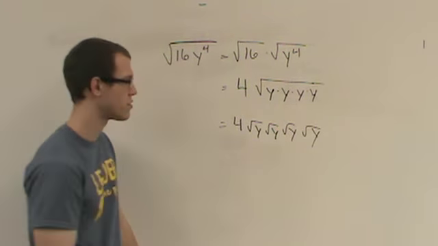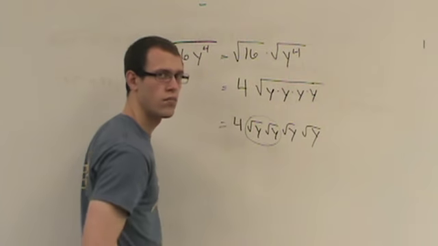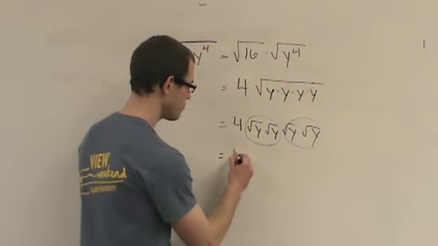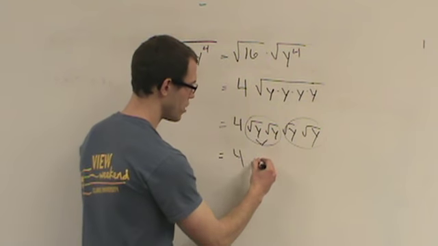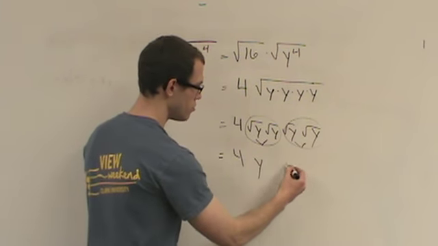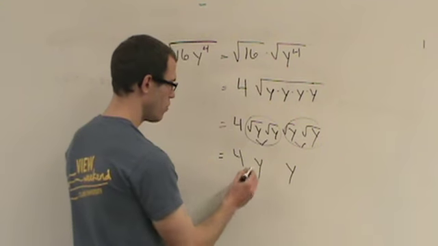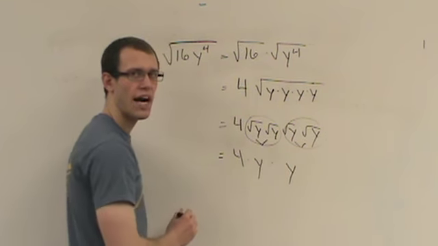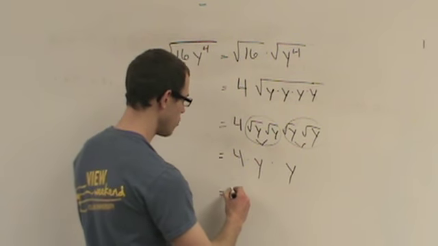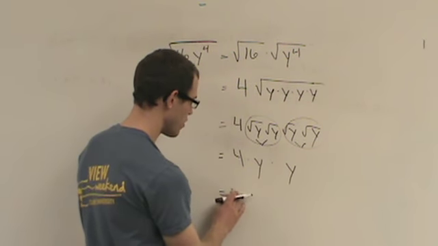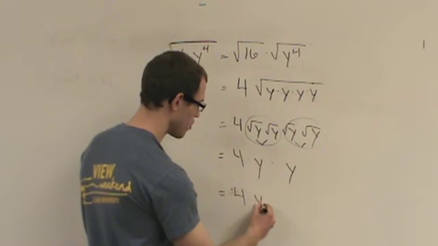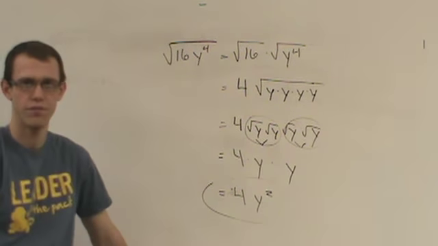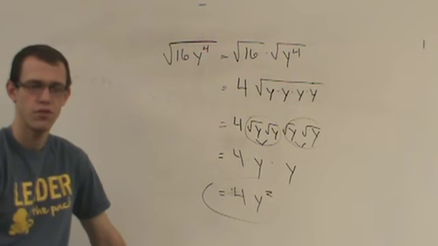Now look for your pairs. Well, we have a pair right here, and we have a pair right here. That means these two become just a y, and these two just become a y. So we have 4 times y times y. These y's can be simplified to be, I'm going to write down my 4 first, and I'm going to write y squared. So here's your answer, 4y squared. That's all you have to do.